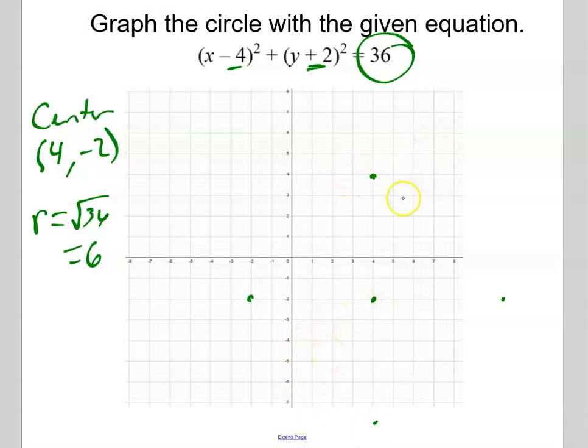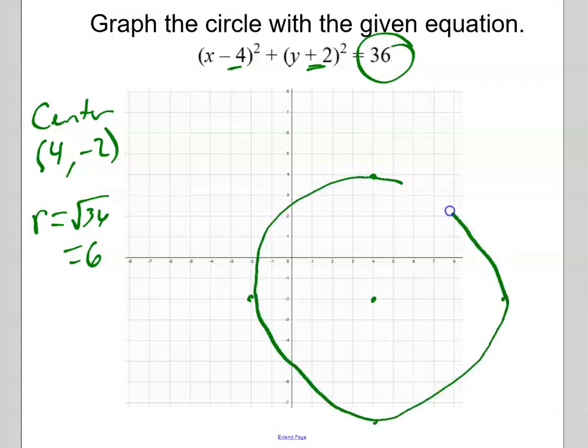I can't go 6 diagonal because I don't have grid boxes, but these 4 points are enough to give me an idea of what this circle should look like. Your circles don't have to be perfect. Just make sure that you've drawn them as a circle. If you just draw straight lines connecting those 4 points, then that is not a circle at all. So just make sure that you're at least trying to make it circular.